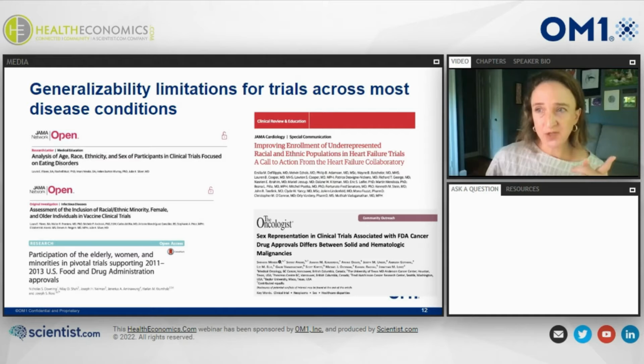The prior study I mentioned was looking at cardiovascular disease trials, but we see this pattern across most disease conditions, where the participation of patients in certain racial, ethnic groups, age groups, etc., doesn't represent the full spectrum of patients that we see in real-world clinical practice. And this severely constrains our ability to use trial data to investigate subgroups of patients, for example, defined by social determinants of health, sociodemographic characteristics, and more.